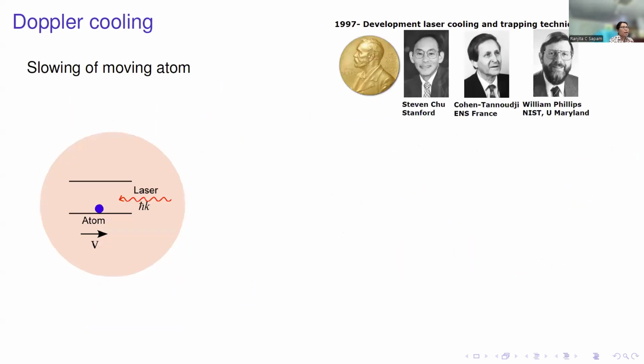Okay, another important concept of light-atom interactions which we will be exploring is Doppler cooling. As the name suggests, Doppler, we exploit the velocity and its proportionality to the energy. Because of the development of this Doppler cooling, these three gentlemen got the Nobel Prize in 1997 for the demonstrations of Doppler cooling in laser cooling and trapping techniques, right? Steven Chu, Cohen-Tannoudji, and Bill Phillips.